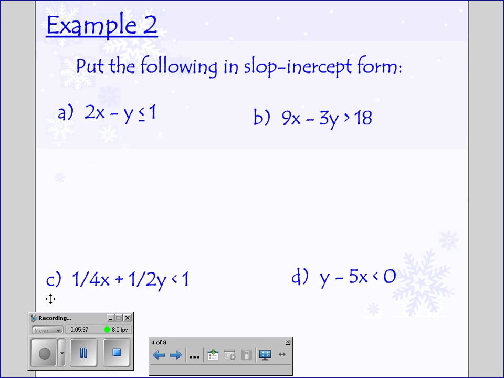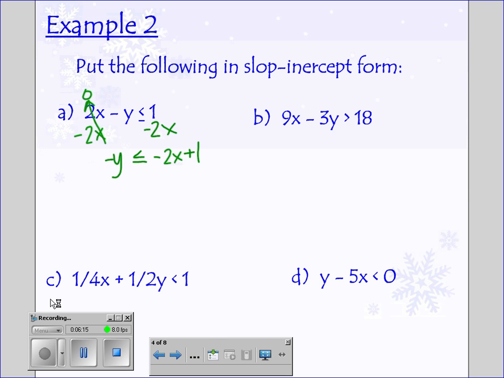So our first step in A is going to be to subtract 2x from both sides. 2x minus 2x is 0. I have negative y left on the left side. Less than or equal to does not change because I'm not multiplying or dividing by a negative. On the right side, I do not have like terms, so I'm going to rewrite it as negative 2x plus 1. I have a negative 2x, I have a positive 1, so my negative 2x stays negative, and my positive 1 stays positive.